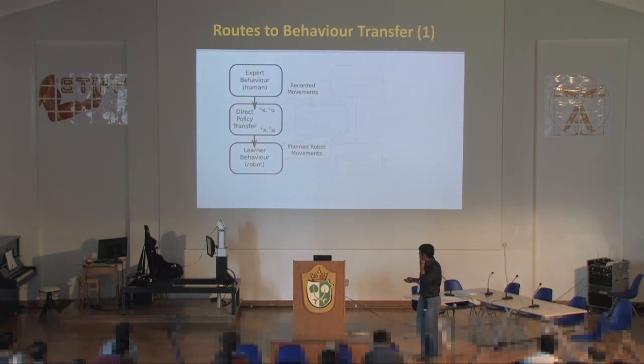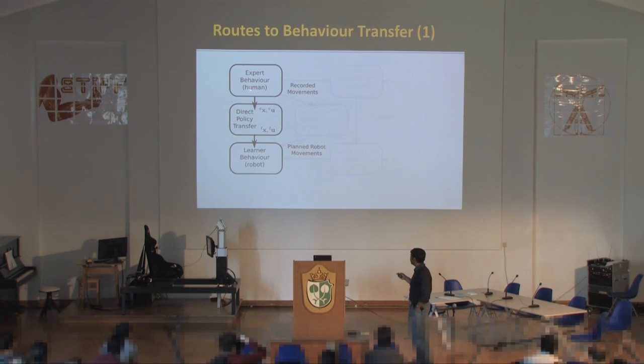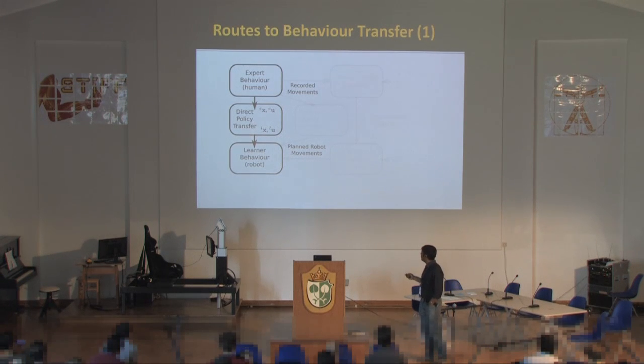Okay, so broadly looking through things, we've got three routes to behavior transfer. We can think about taking human behavior and directly transferring the policy. So here the little notation E stands for the expert and L stands for the learner. And X stands for the state of the system and U stands for the command. So you can directly transfer this policy at the level of, you know, that's what we call direct policy transfer.